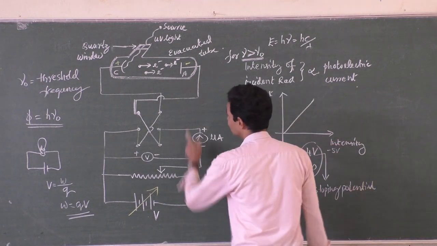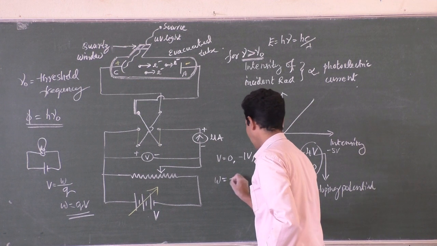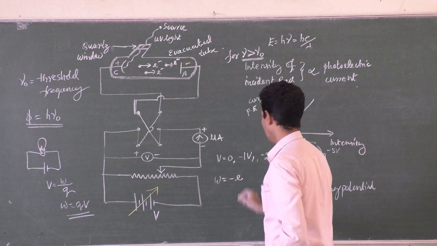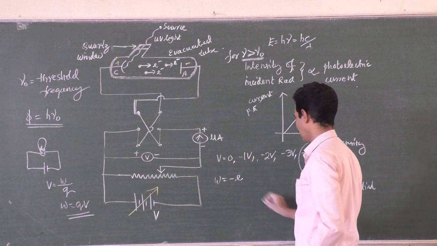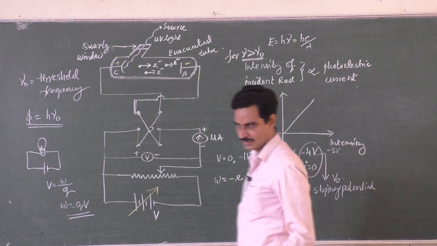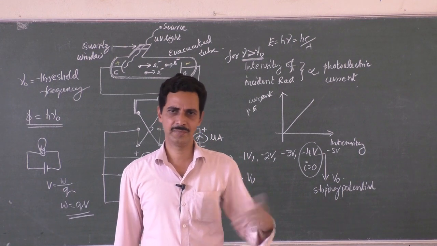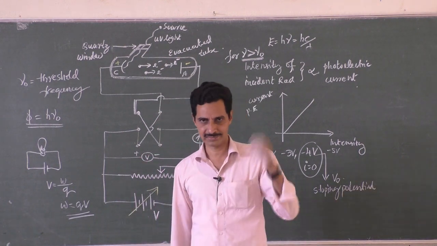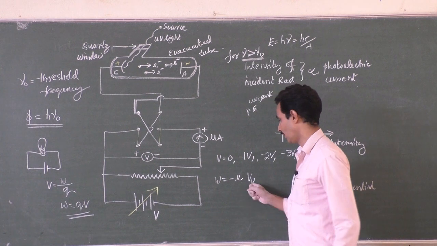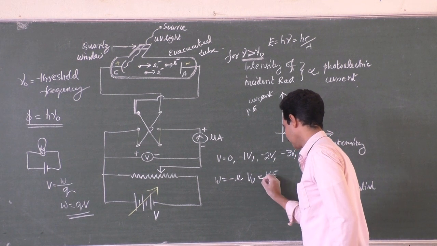What is the work done by this battery in stopping the electrons? Work done is equal to charge, the charge of the electron, into potential difference, which is V0. I'll call it V0, the stopping potential. It may be any value. Minus 4 is a numerical I have given, but it may not be the same in all cases. We will symbolize it as V0. So eV0 is the work done, and this is the kinetic energy.